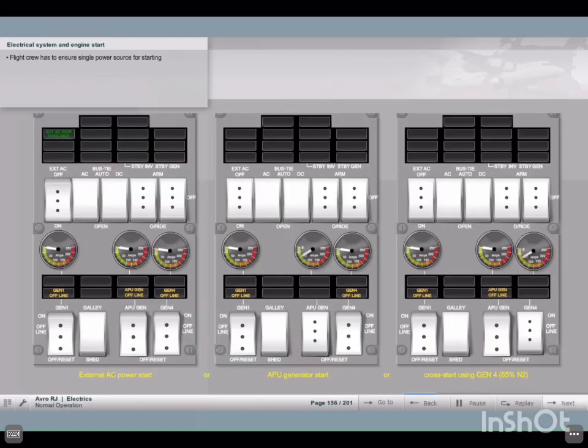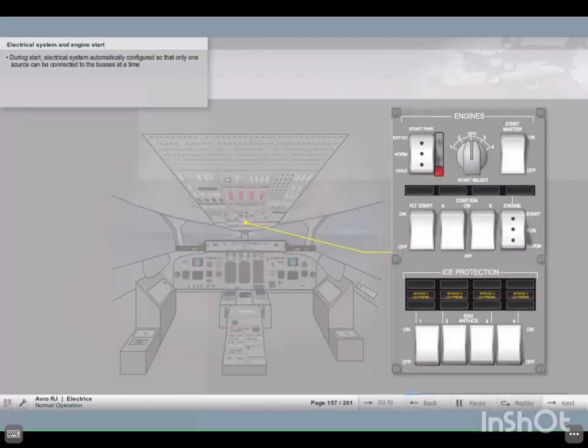It is the flight crew's responsibility to confirm that only a single power source is connected before engine start. During engine start, the electrical system is automatically configured so that only one power source is connected to the busbar system at a time.